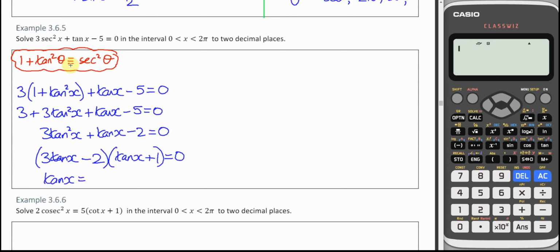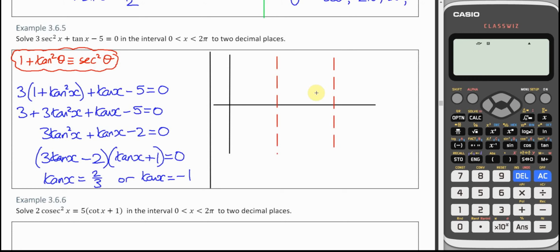And we get tan x is 2/3, or tan x is negative 1. Tan x takes all values from minus infinity up to infinity. If you think about the tan graph, which means both of these possibilities will give us solutions. I'm going to sketch the tan graph now to help me get these solutions from 0 to 2 pi.